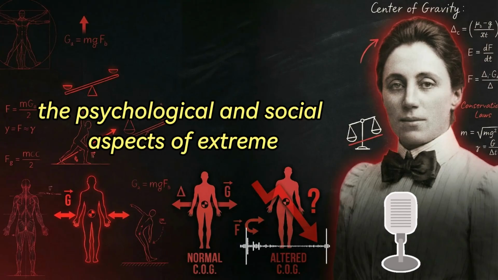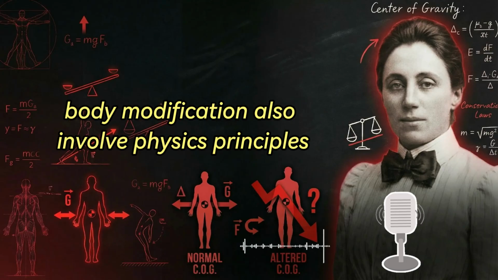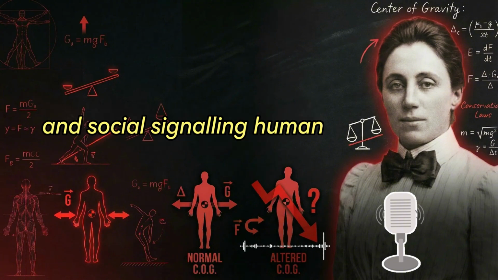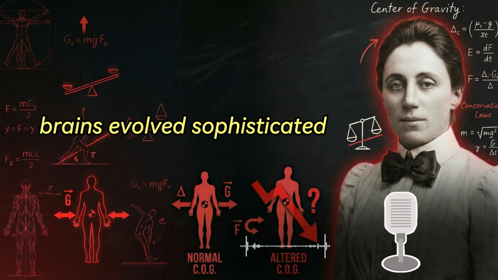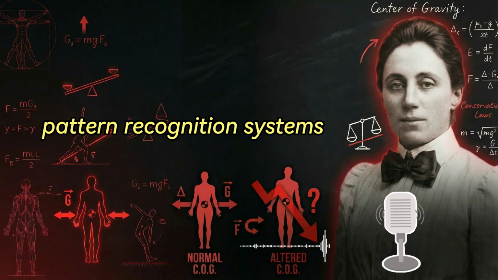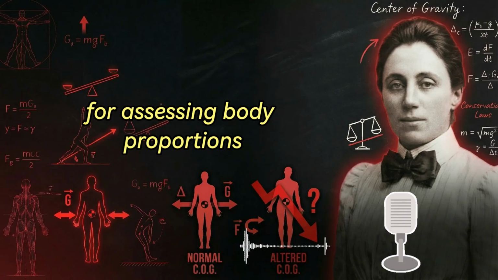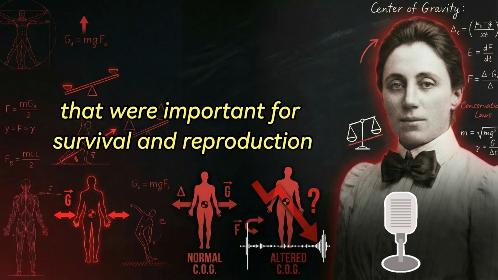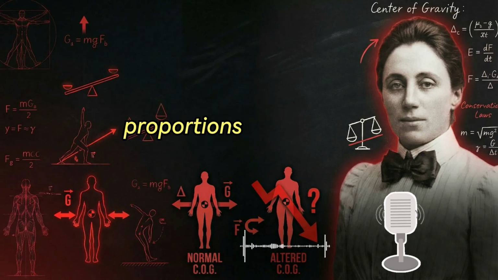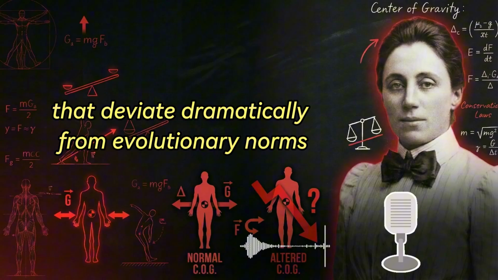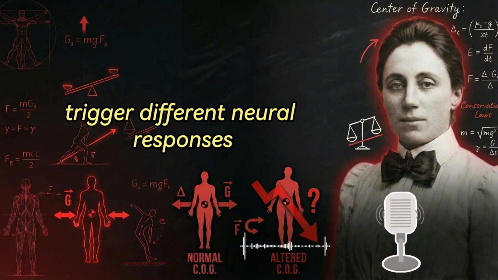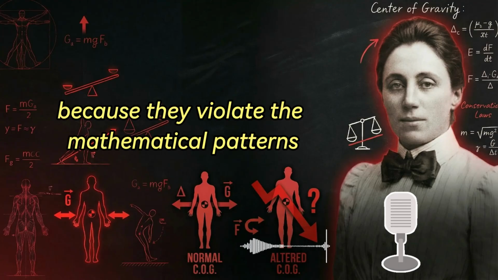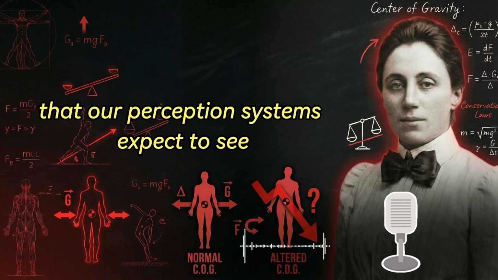The psychological and social aspects of extreme body modification also involve physics principles through the mechanisms of visual perception and social signaling. Human brains evolved sophisticated pattern recognition systems for assessing body proportions, health, fertility, and other characteristics that were important for survival and reproduction. Proportions that deviate dramatically from evolutionary norms trigger different neural responses and social reactions because they violate the mathematical patterns that our perception systems expect to see.